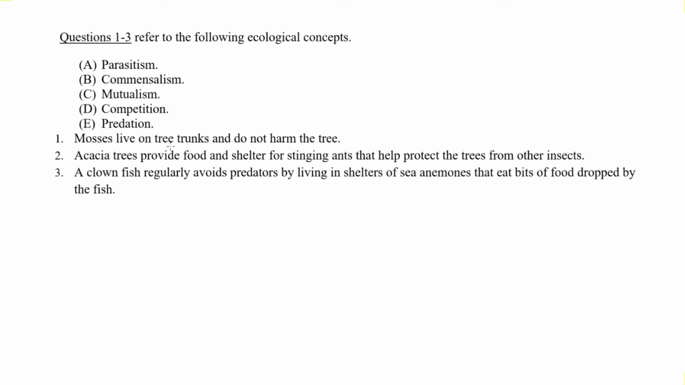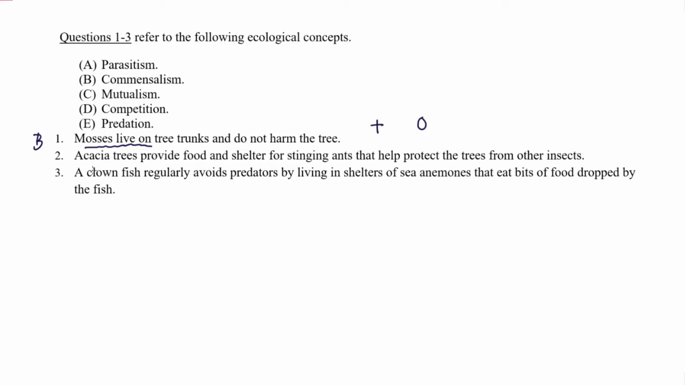Mosses live on the tree trunks and do not harm the tree. In this relationship, one living organism gets the benefit. Why? Because mosses have shelter or a suitable environment on the tree trunks, but the tree trunks are neither harmed nor benefited by this relationship. So you can express this relationship as one living organism having a benefit while the other is neither harmed nor benefited. So it's called commensalism. Number B.